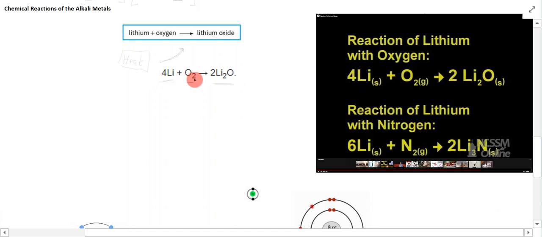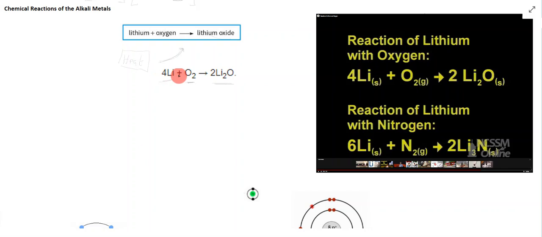Now see the small number 2 beside the oxygen. That means there are 2 atoms of oxygen joined together. This means there are 4 individual atoms of lithium. Again, see the 2 in front of this here? That means there are 2 compounds of lithium oxide. This small 2 underneath the lithium symbol means there are 2 atoms of lithium. So it's just important to know what the numbers represent.